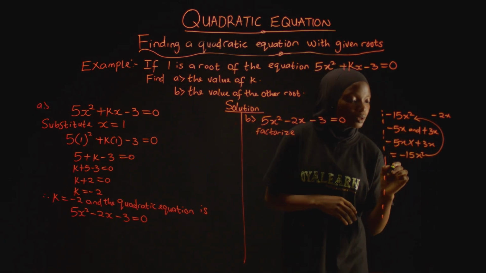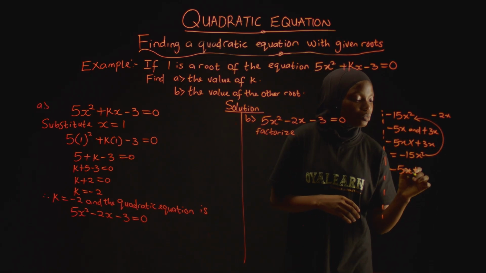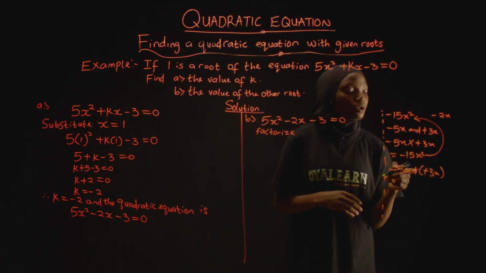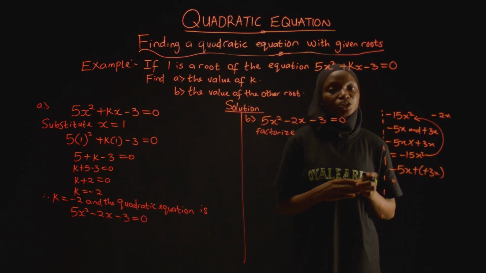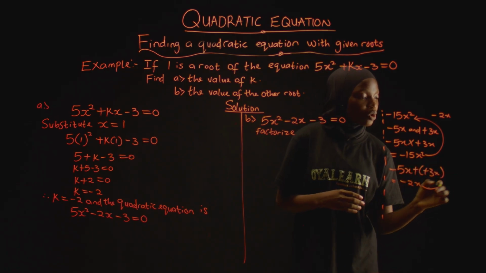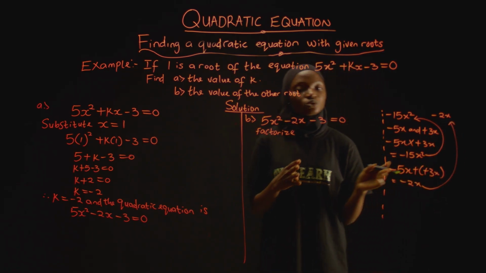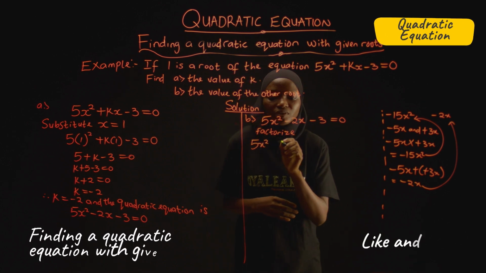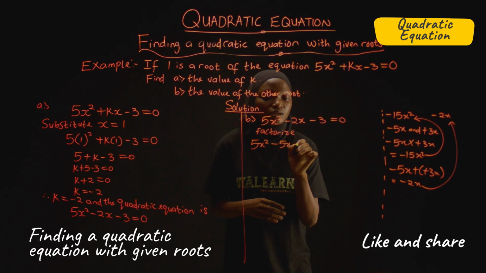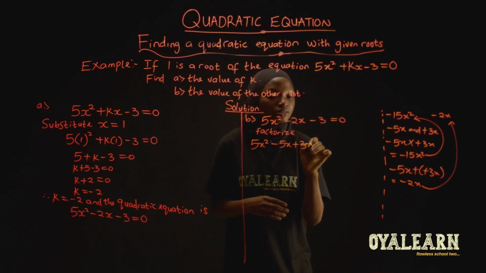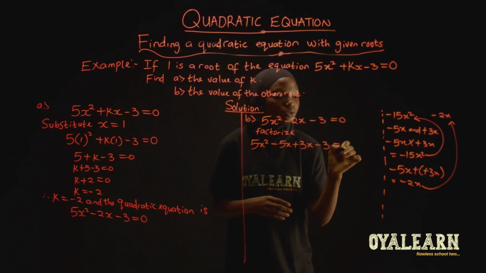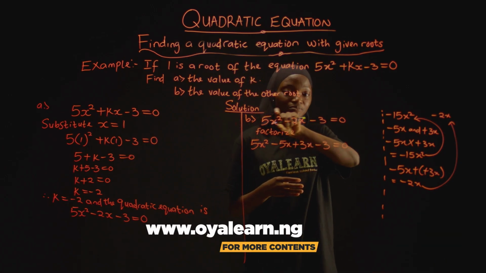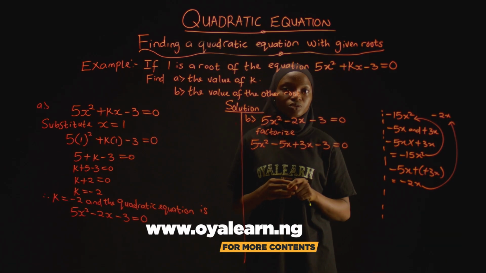Now let's look at the sum. Minus 5x plus 3x gives us minus 2x, what we have as the second term. So these are the two terms we need. Now here we replace the second term with those two terms. So we're having 5x squared minus 5x plus 3x minus 3 equals to 0. And if we simplify this, minus 5x plus 3x, we're going to have back our original quadratic equation.